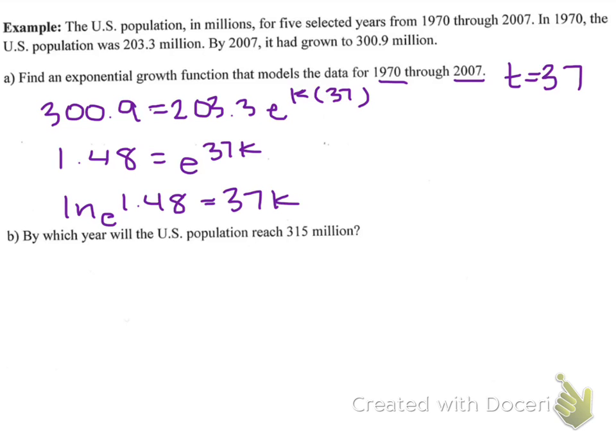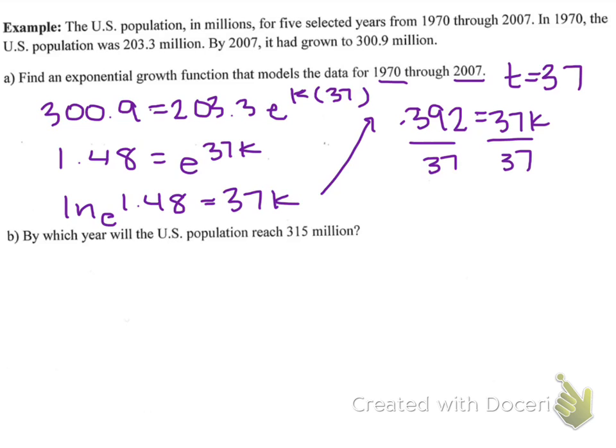When I do natural log of the 1.48, I get 0.392 equals 37k. We're going to divide both sides by 37, and we get k equal to 0.0106. So the directions want you to write an exponential growth equation. So the equation would be A equals 203.3 e to the 0.0106t.